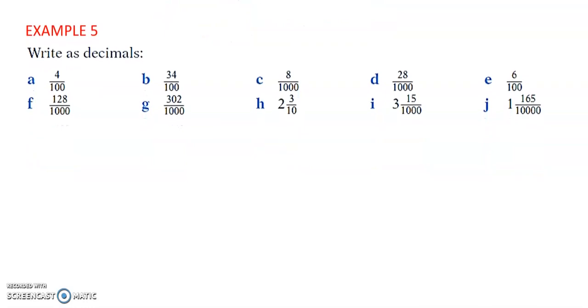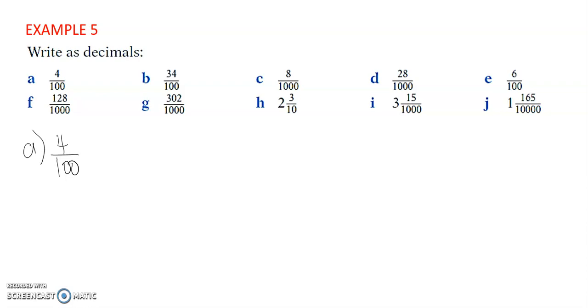Alright, example 5 asks us to write these as decimals. So again, we're just going backwards here. So if I'm looking at A, 4 over 100, well, I know that this is out of 100, so it's going to be 0.04. Because the first spot is tenths and the second spot is hundredths. Okay, for the next one, I'm going to get 0.34 because, again, I want it out of 100. For C, I'm going to get 0.08. That's not correct, though, is it? Because that would be 8 out of 100. So I'm going to get 0.08.